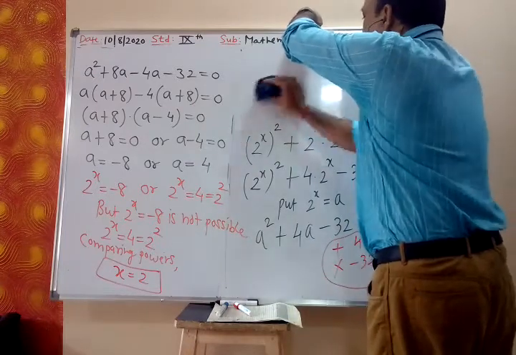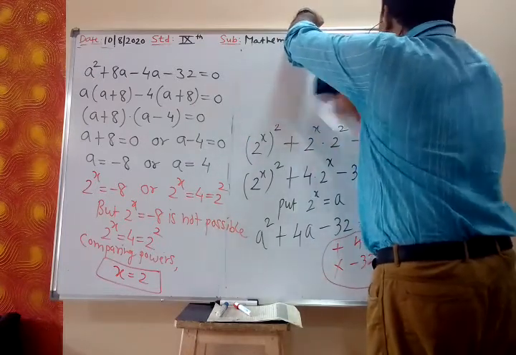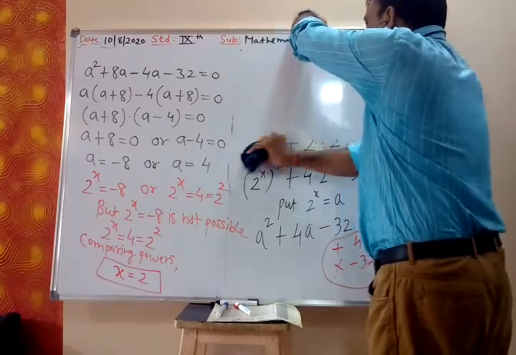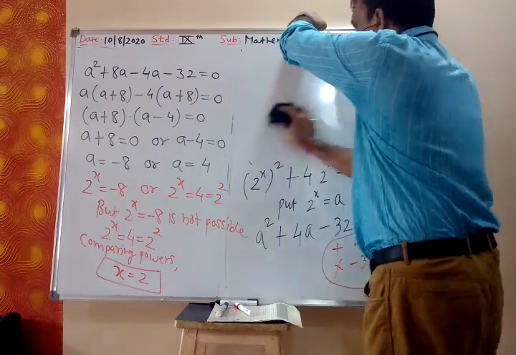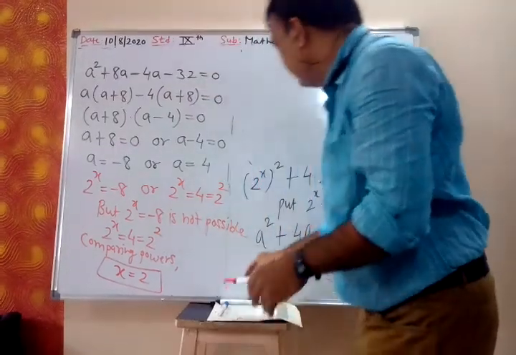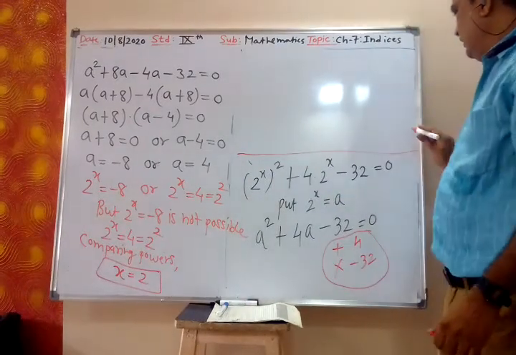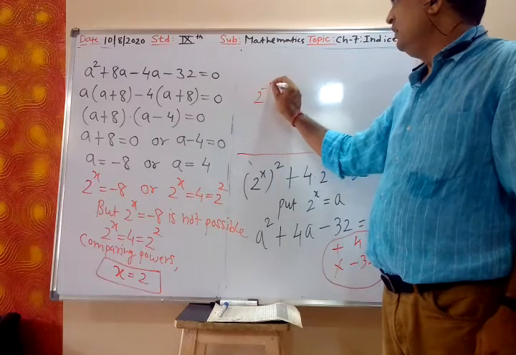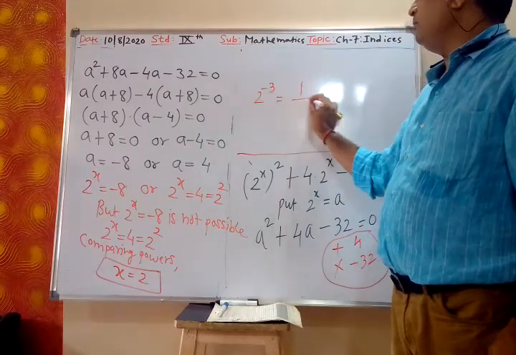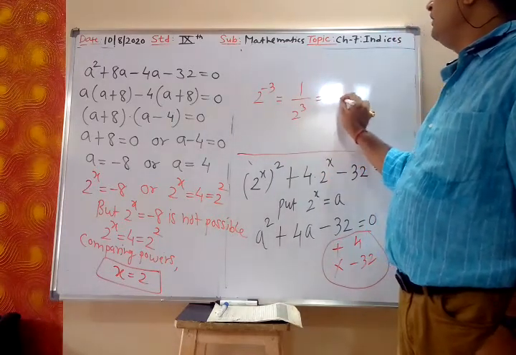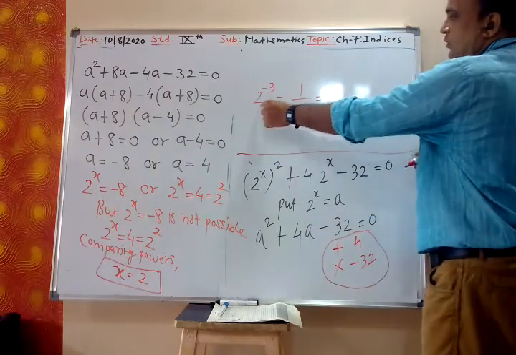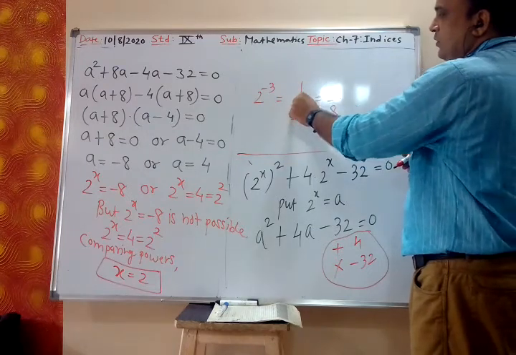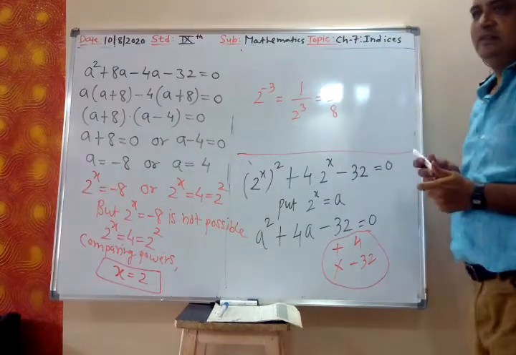Then see, power can be negative, but the value of that number will be positive. Let us see one example. See here, 2 raised to minus 3. I can write it as 1 upon 2 raised to 3, which is 1 upon 8. It will not be minus 8. 2 raised to minus 3 is 1 upon 2 raised to 3, which is 1 upon 8.